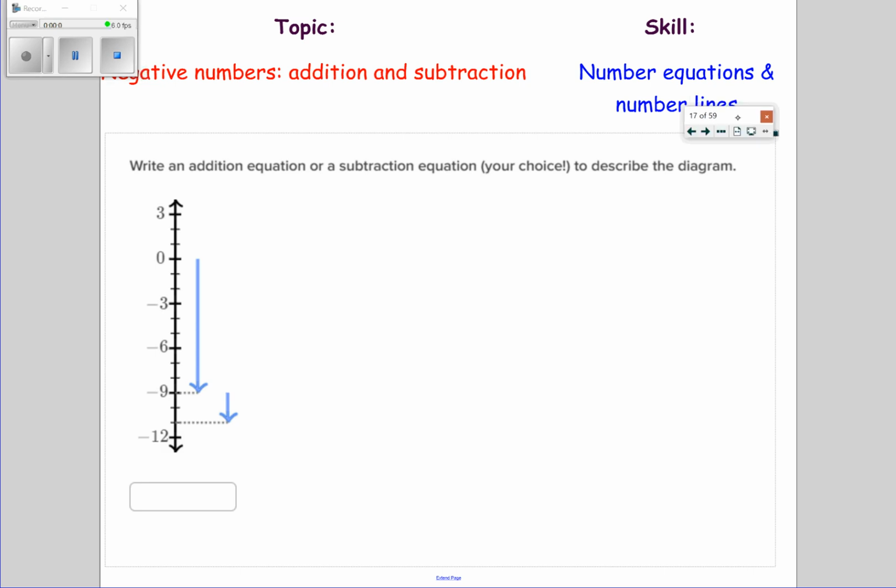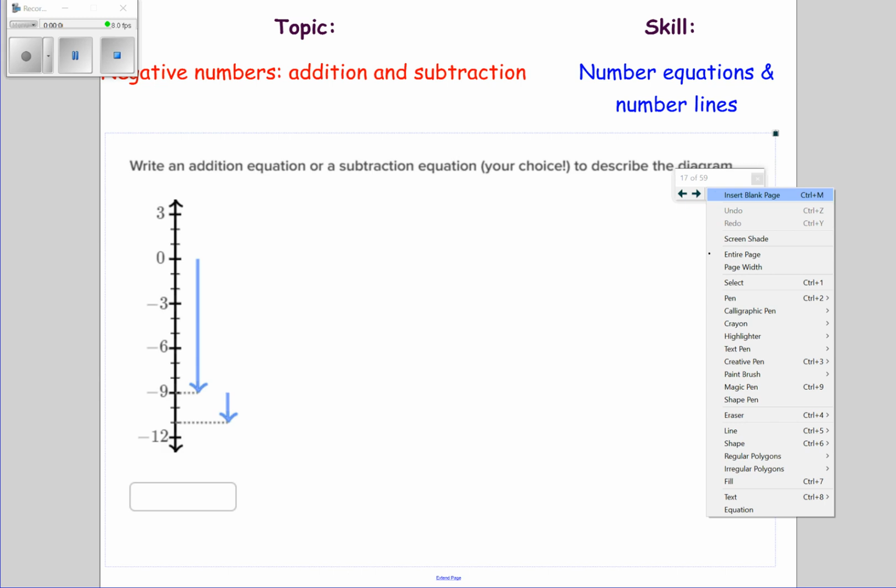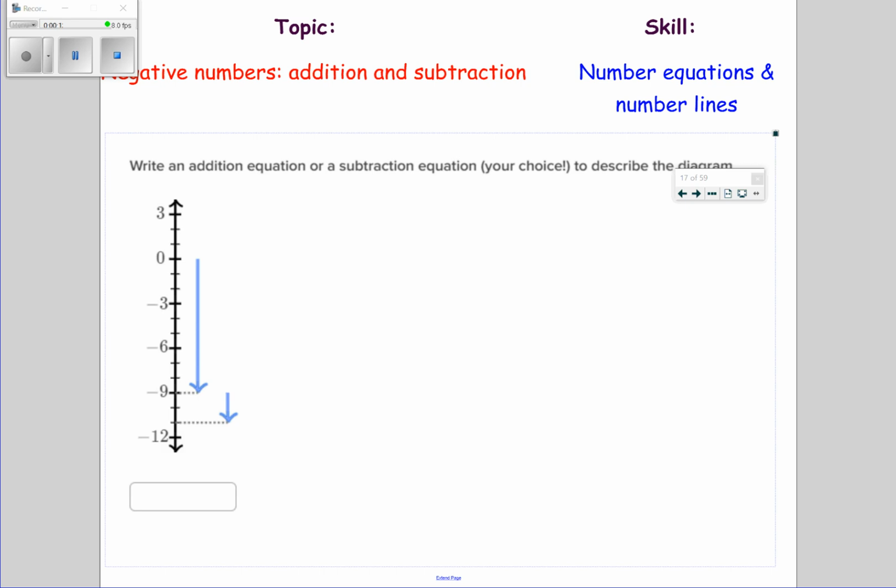Okay, in this video we're going to talk about number equations and number lines. The first thing to keep in mind is that if you hear the word equation, the first thing you should think of is that it needs to have an equal sign. If it's an equation, it has to have an equal sign. All right, so let's talk about this first problem.